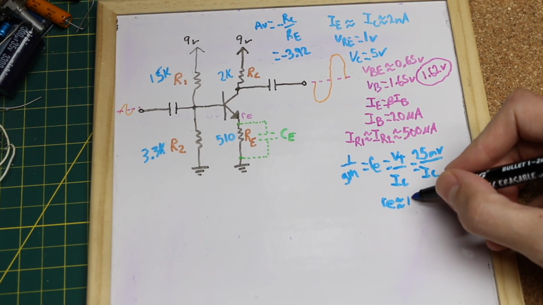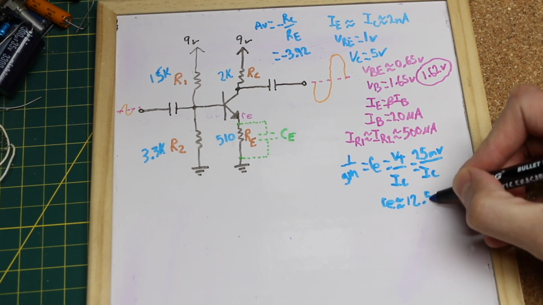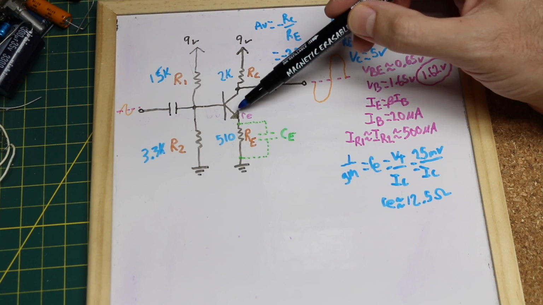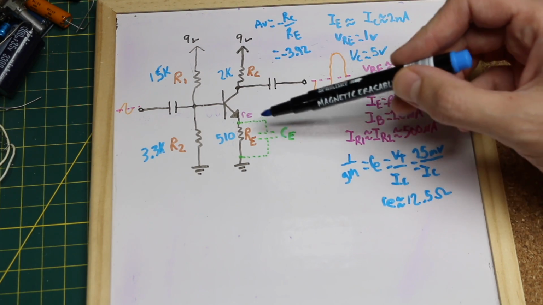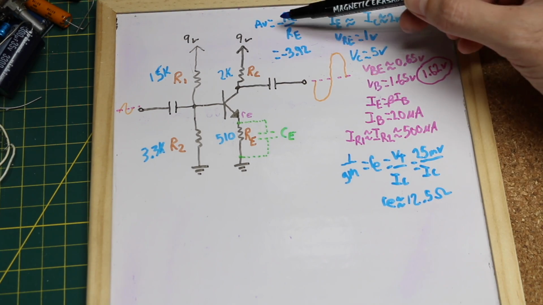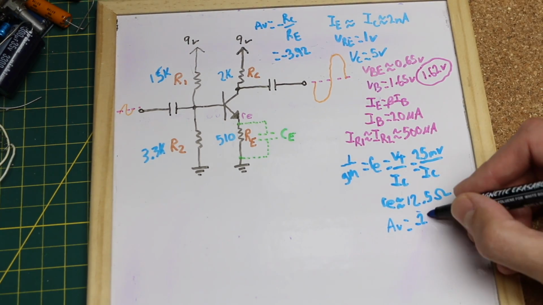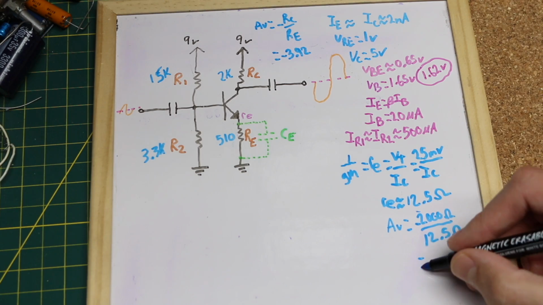So there's about 12.5 ohms of inherent emitter resistance here. So now our gain can calculate out to collector resistor 2K divided by 12.5 ohms. That's a gain of 160.